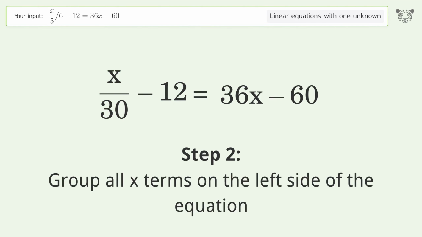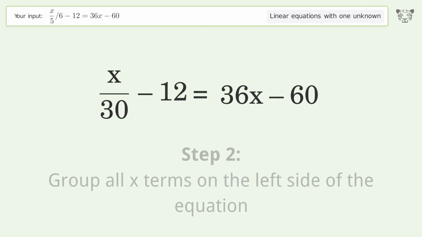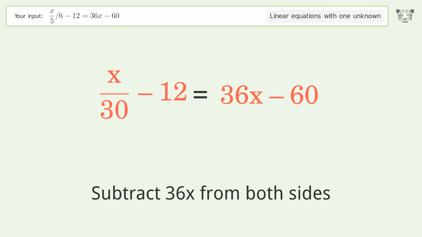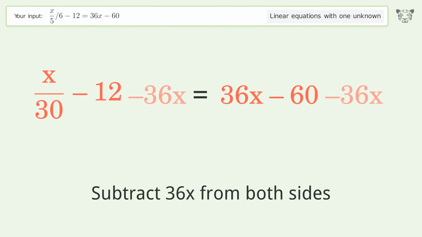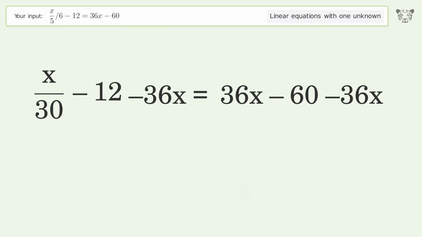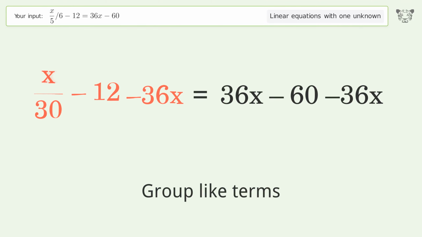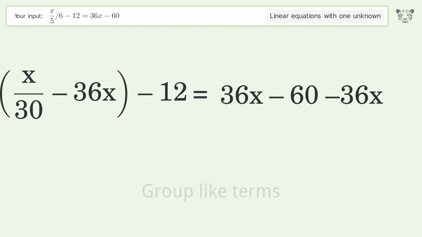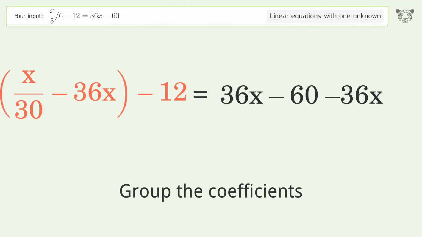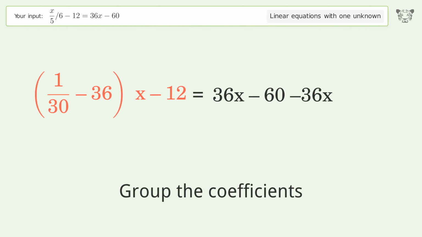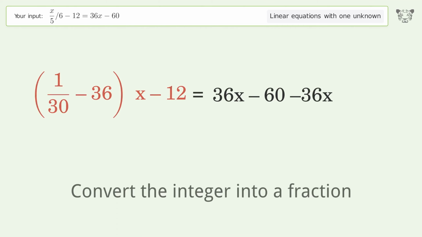Group all x terms on the left side of the equation. Subtract 36x from both sides. Group like terms. Group the coefficients. Convert the integer into a fraction.